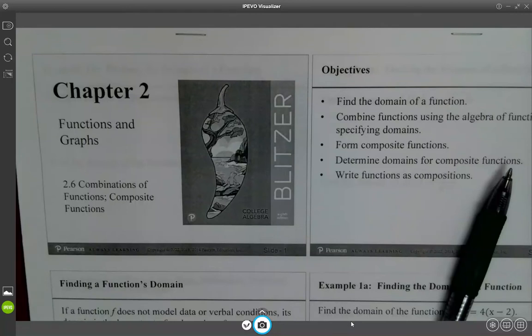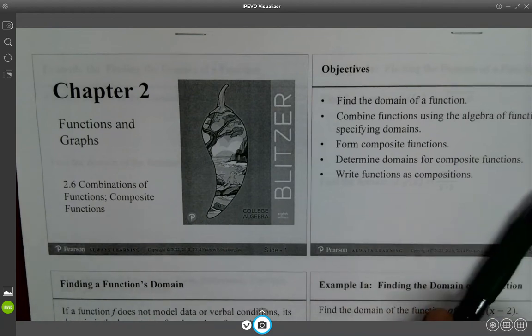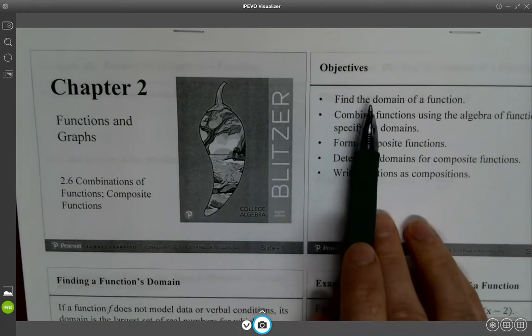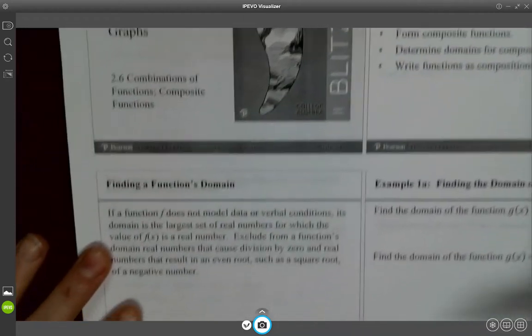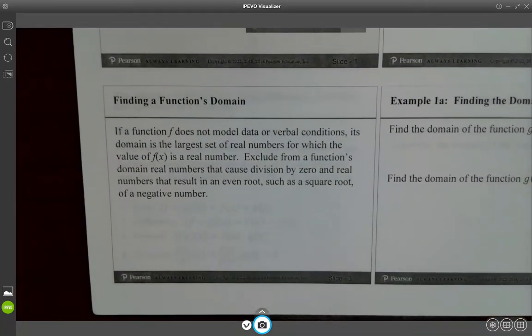Let's look at Chapter 2, Section 6, Combinations of Functions and Composite Functions. So we're going to look at the domain of a function, then combine some functions and specify their domains, then form composite functions, determine the domains of composites, and then write functions as compositions. So first thing we want to look at is finding a function's domain.